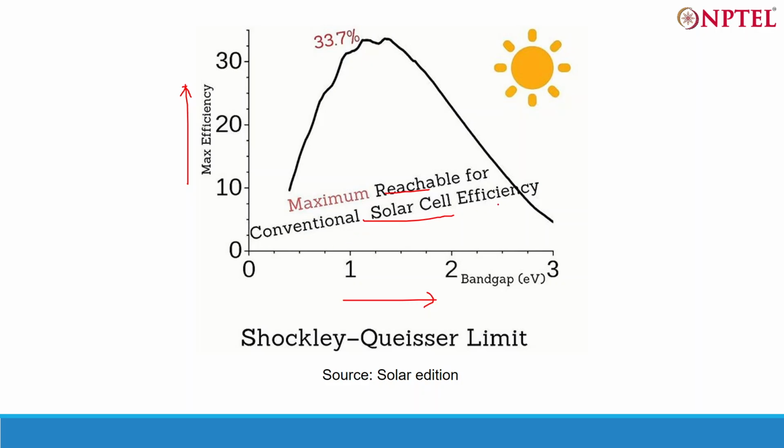You see that for a single junction, the maximum reachable efficiency for a conventional solar cell is 33.7%, here, at a band gap of about 1.1. This is the maximum efficiency. As you go to a higher band gap, the efficiency drops. Similarly, as you go lower, the efficiency drops. So this chart is pretty important. I want you guys to focus on this chart for 2 or 3 minutes.